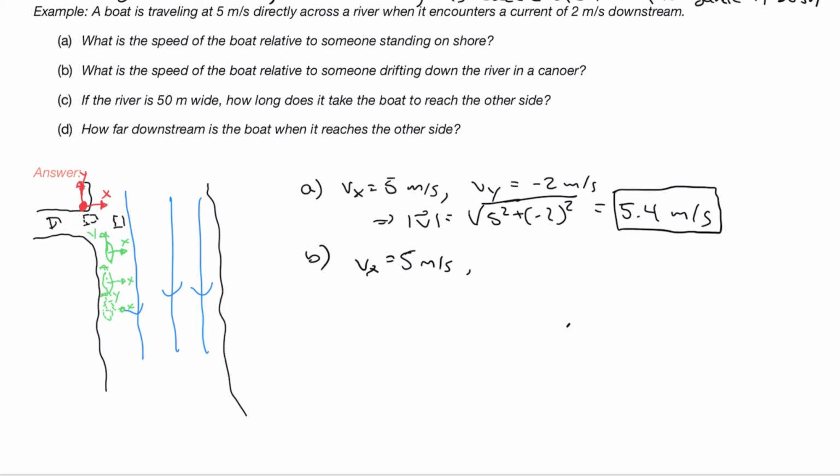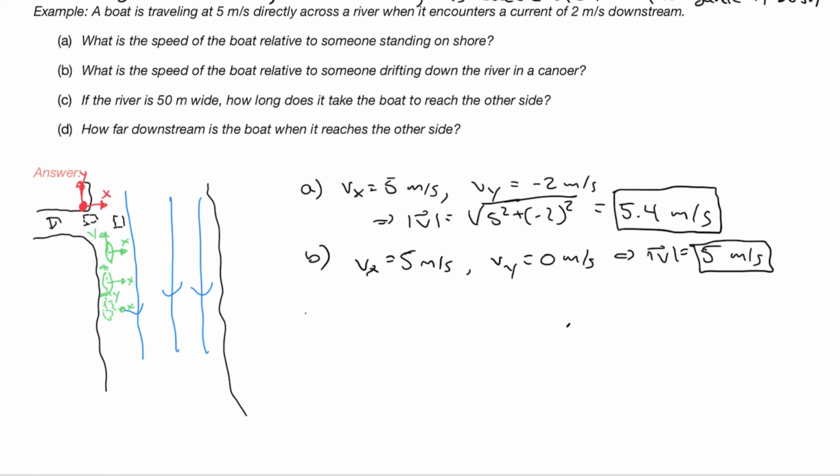On the other hand, it's drifting down the river as well, and so it perceives the Y velocity to be 0 meters per second because the boat and the canoe are going down the river at the same speed, and so they don't perceive any motion in that direction. This gives that the person in the canoe will perceive the boat to be moving at a speed of 5 meters per second. So as you can see, they disagree on the speed that the boat is traveling.